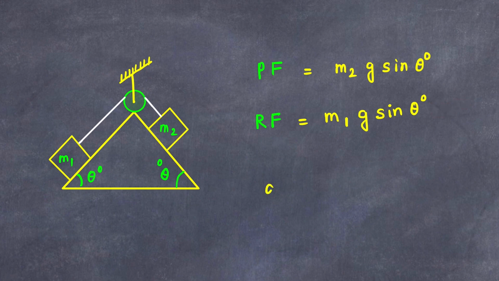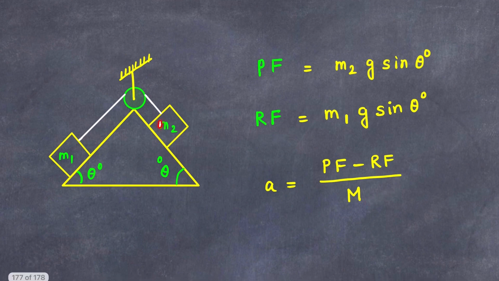So the acceleration will be the total pulling force minus the total resisting force divided by the total mass, capital M. Now what will be the total mass? The total mass will be this block, your m2, plus your m1. So the total mass will be m1 plus m2. Here we can put in all the quantities and solve for acceleration.